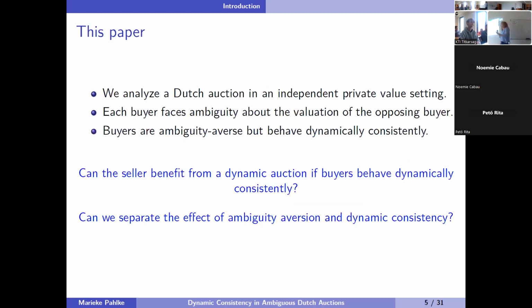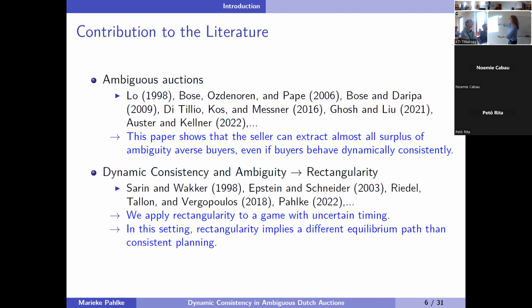Let me go to the model and then we can discuss all this. So that's what I want to do in this paper. Just a few words about the literature. There is some literature on ambiguous auctions and ambiguous mechanism design, but all of them have dynamically inconsistent behaviors. So it's not clear how dynamic consistency would influence designs. The method that I'm using to get back dynamic consistency is related to rectangularity, which has been studied mostly in decision theoretical settings, except for a game theory paper by me.